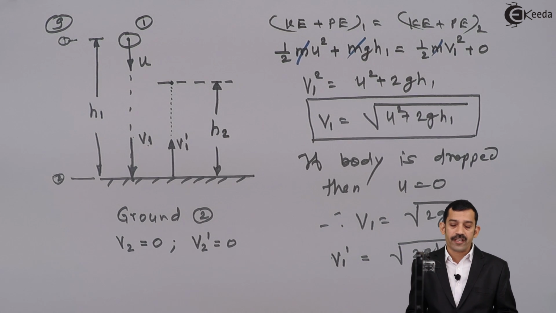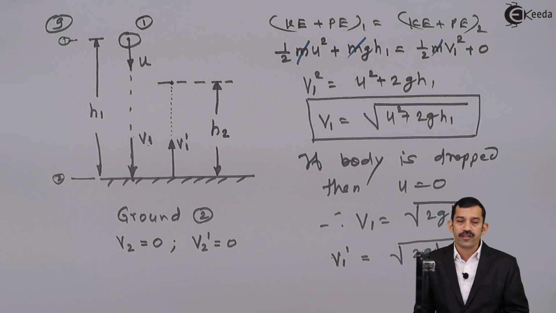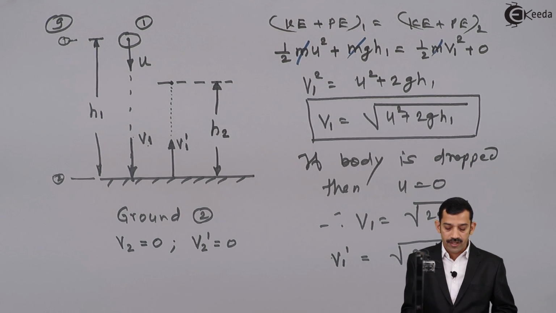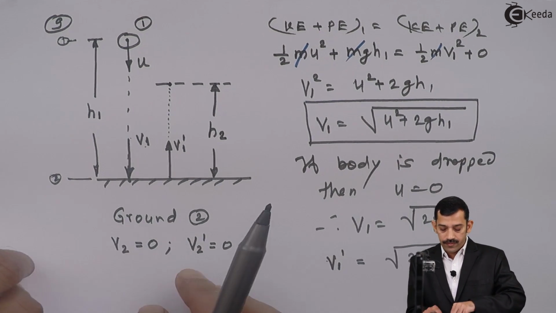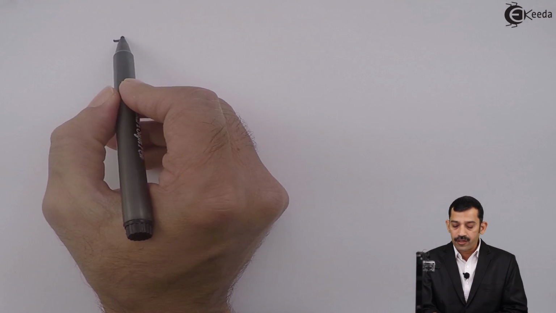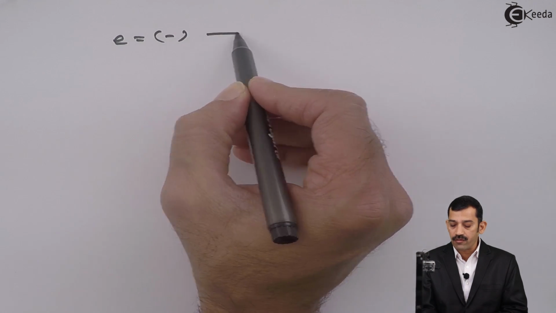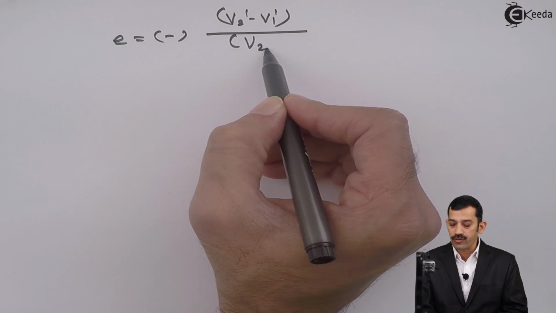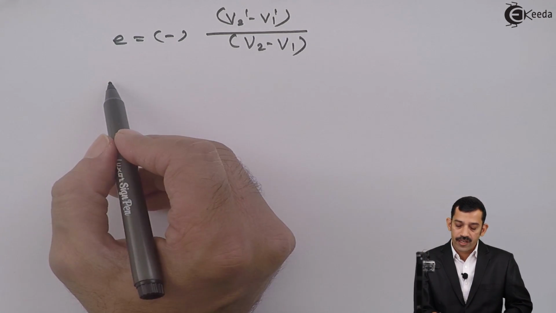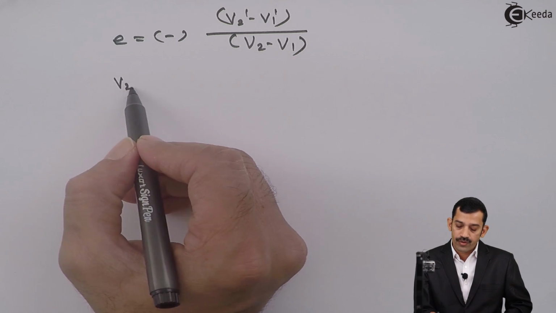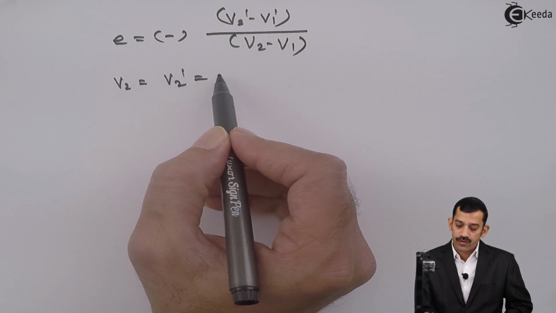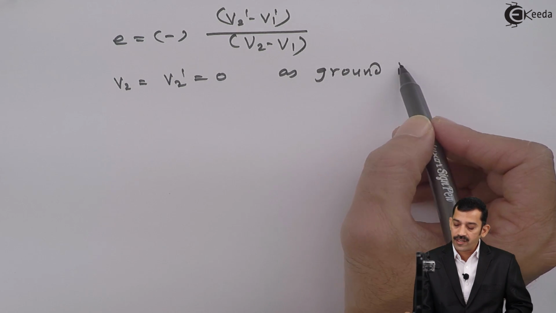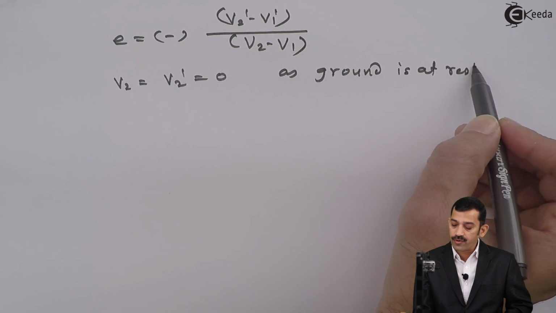When these two bodies strike, the coefficient of restitution equation is e equal to minus of (v2 dash minus v1 dash) upon (v2 minus v1). Just see on the next page. The coefficient of restitution equation is given by v2 dash minus v1 dash upon v2 minus v1. Now here you know v2 equal to v2 dash equal to 0, as the ground is at rest before and after impact.